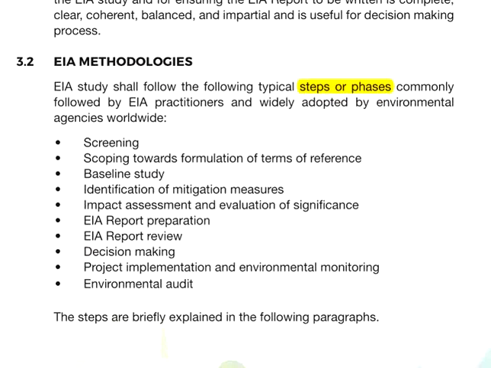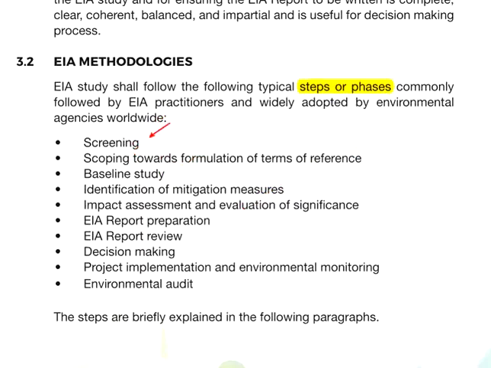In the previous videos, we talked about the process of environmental impact assessment study. We have covered the screening, scoping, formulations of terms of reference, baseline study, impact assessment and evaluations of significance, and identifications of mitigation measures.